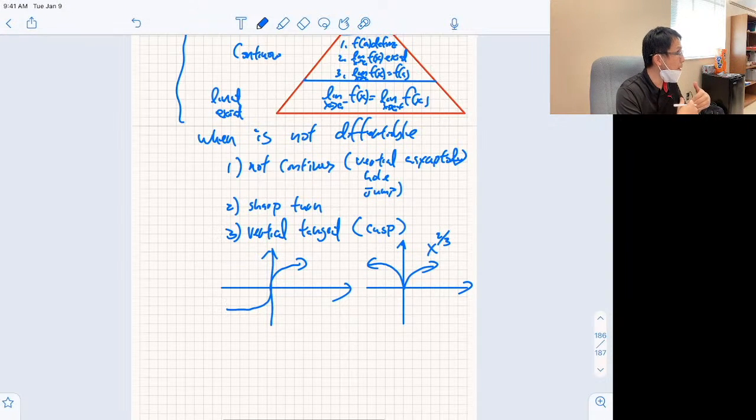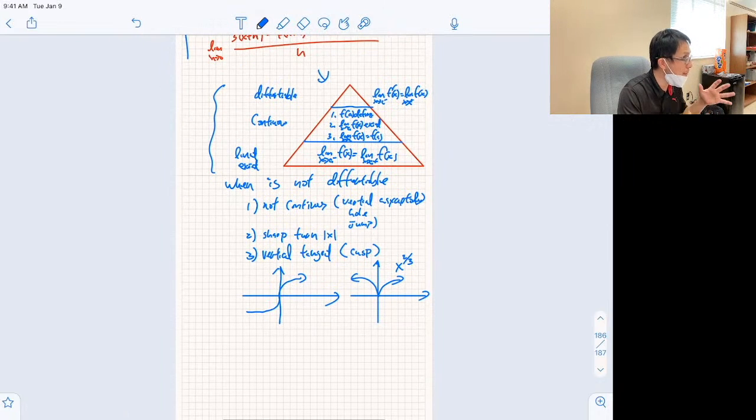So a cusp is also a vertical tangent. A sharp turn, kind of like a mix between. A sharp turn is usually absolute value, like absolute value of x. So those are the things that are not differentiable. You have to understand all these concepts and connect them. Conceptually, you have to understand.